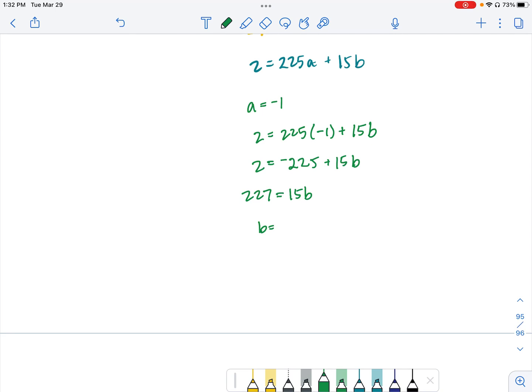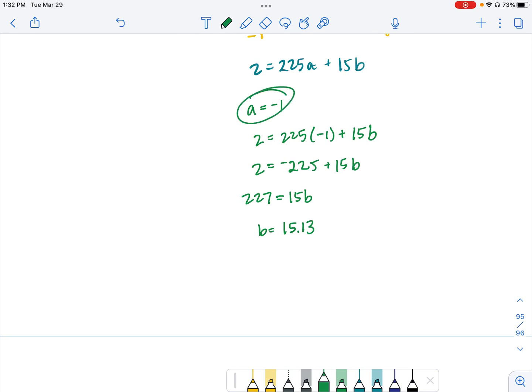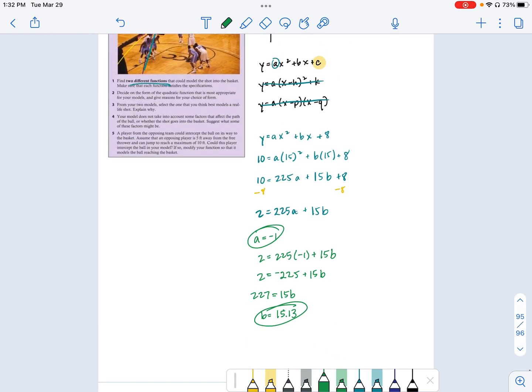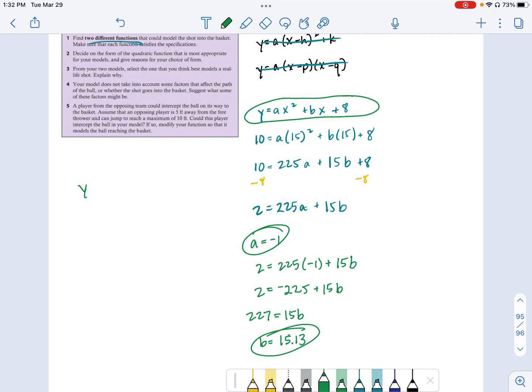b equals 15.13. And so now we have for an a value of -1, b would equal 15.13. And so we can substitute those back in for a and b into this form, giving us y equals -x squared plus 15.13x plus 8. And that's one possible path that the ball could take.